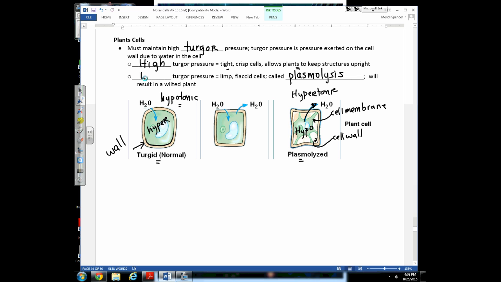So cells that have low turgor pressure are going to be very limp or very flaccid, and this plant is going to look wilted. Its leaves and its stems would have dropped towards the ground.